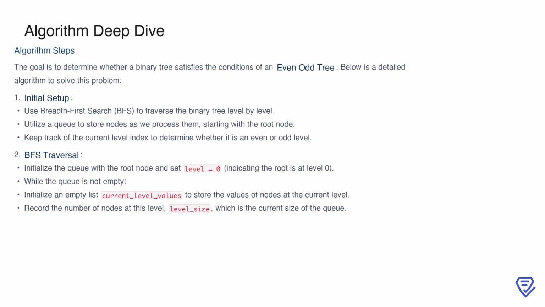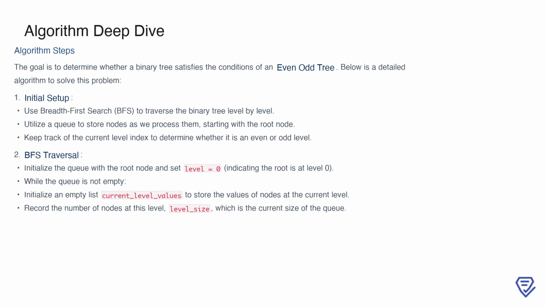To determine whether a binary tree is an even-odd tree, we start by using a breadth-first search, or BFS, approach. BFS is particularly useful here because it allows us to traverse the tree level by level, which is crucial for verifying the problem's conditions. We begin by initializing a queue with the root node, which helps us process one level at a time. Alongside the queue, we maintain a level index to track whether we're at an even or odd level.